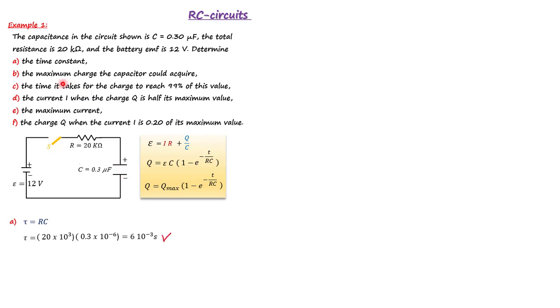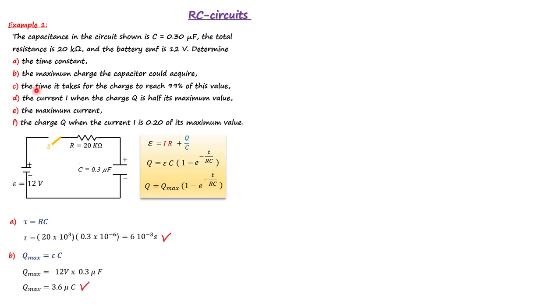Well, part B, the maximum charge, again, this part is also simple. The maximum charge is epsilon times C. Okay, so epsilon is 12, and C is 0.3 microfarad. So the result is 3.6 microcoulomb. So this is the maximum charge.